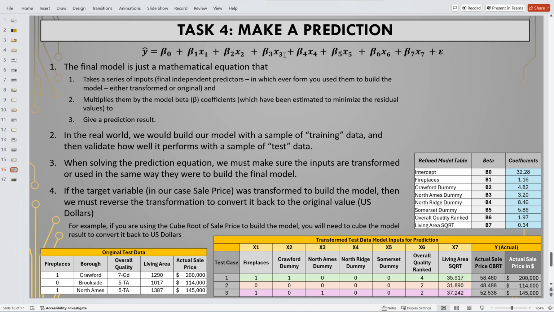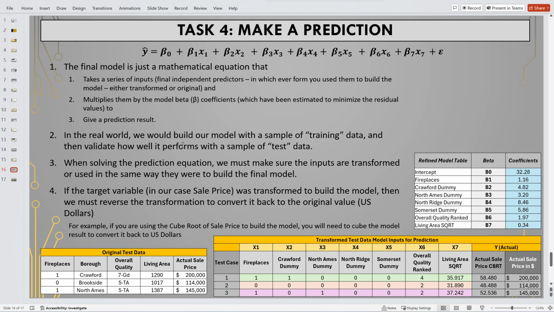So remember, this is our prediction equation here. This final model is just a mathematical equation. It takes a series of inputs, so those are the x values in my prediction equation, and it multiplies them by these beta coefficients, the B1, B2, B3, B4, and these have been estimated by the model to minimize the residual values. And ultimately, when we solve this equation with all of our beta coefficients and model inputs, then this y hat will give us a prediction value.